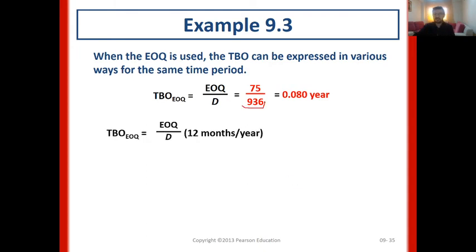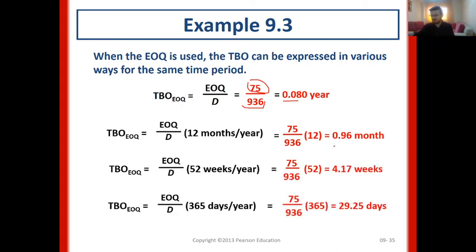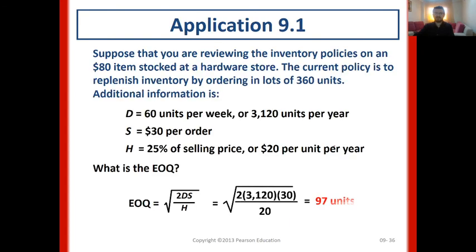Okay, so what is the time between each order? This is the demand. This is the optimal order quantity. So every 0.08 year, we give an order. In terms of months, almost every 1 month, we need to give an order. Every 4.2 weeks or every 29 days. Okay. So this is another example problem.